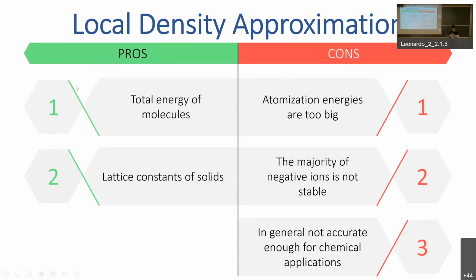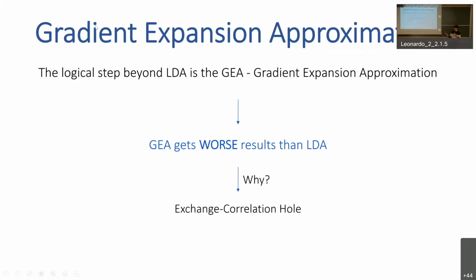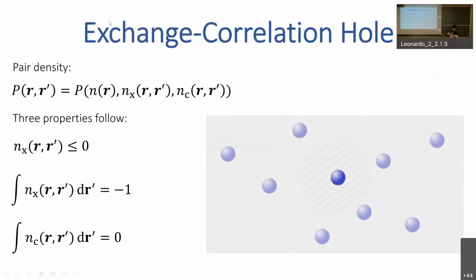The logical step beyond the local density approximation is to consider the variation of the density of electrons. And this can be done by considering the magnitude of the gradient of the density. So this is called gradient expansion approximation. But it turns out that if we just consider the information of the gradient of the density, we get a worse result than the LDA. So this is surprising, but why is it so? It's because of the exchange correlation hole. What is the exchange correlation hole?